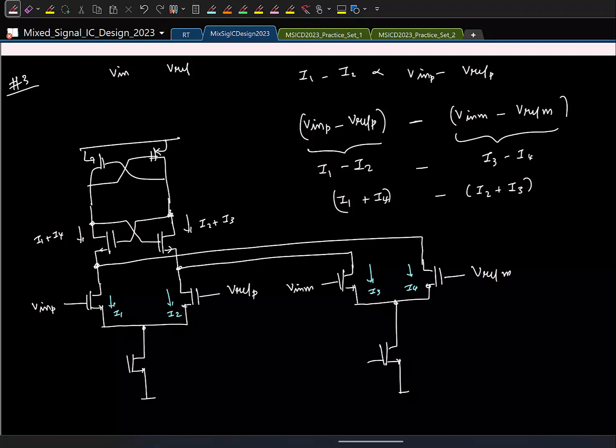You can apply both V plus and Vref minus. Where? That also you can do. That's okay, you can do any combination. Yeah, I mean, he is saying I can also apply Vref minus here, but that will not be correct, right?